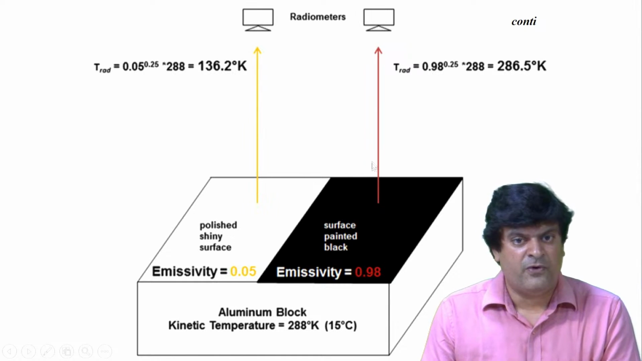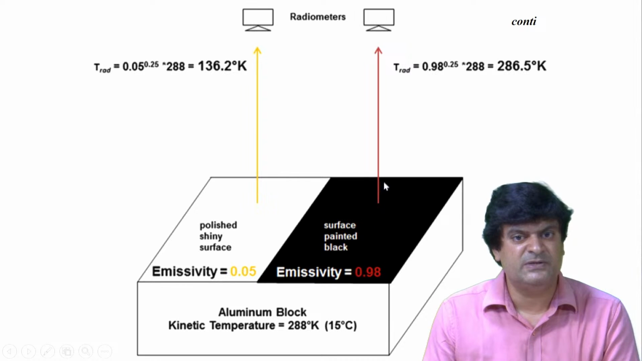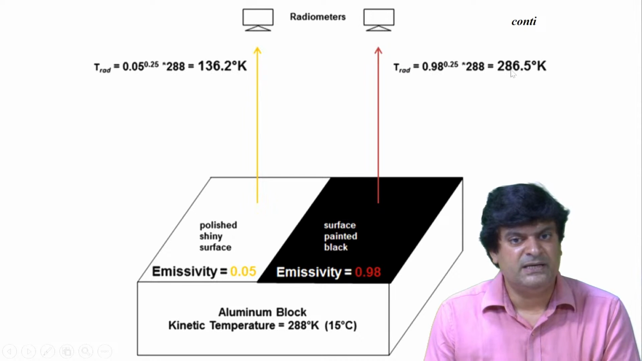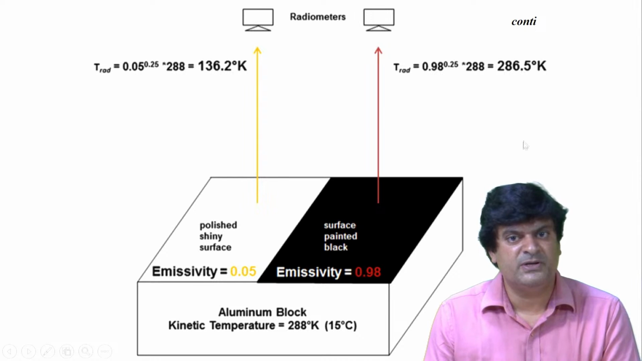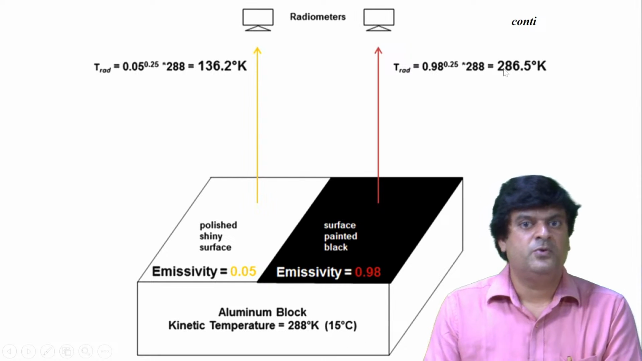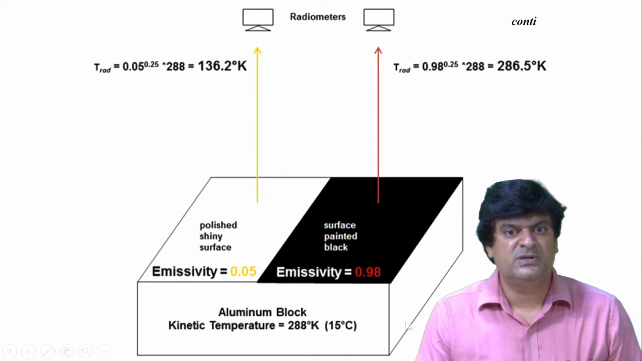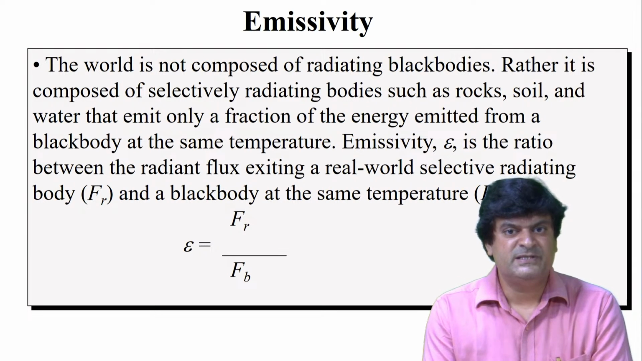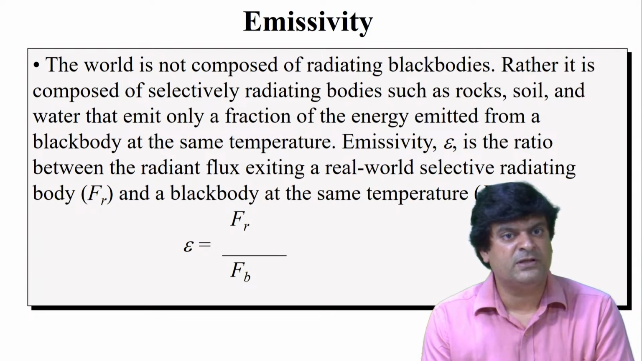Now for the same material, if the surface emissivity is changed and is close to 1, that is 0.98, then the detected radiant temperature is near the kinetic temperature, because in this case the radiant temperature becomes 286.5 Kelvin and the kinetic temperature is 288 Kelvin. It means that emissivity is a governing factor for thermal emission.